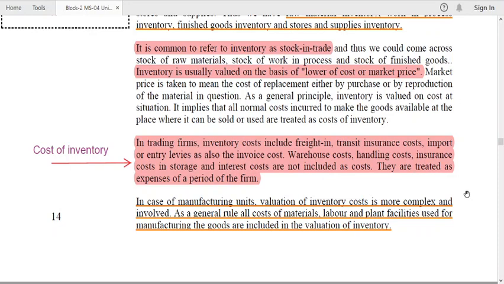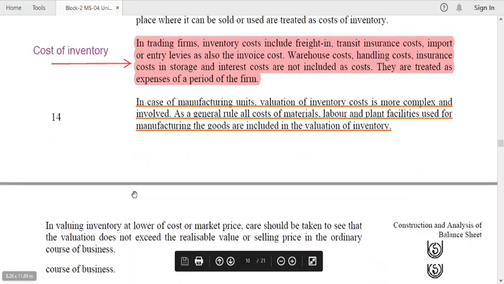Okay, warehouse costs. There are other costs also. Warehouse costs, like storage costs, handling costs, insurance cost in storage, interest costs, are not included in the cost of the inventory. They are treated as expense. For trading companies, these costs like handling costs, storage costs, interest costs are all treated as expense for the firm. Okay, we'll see the manufacturing firm.